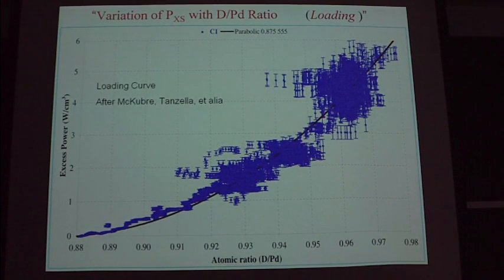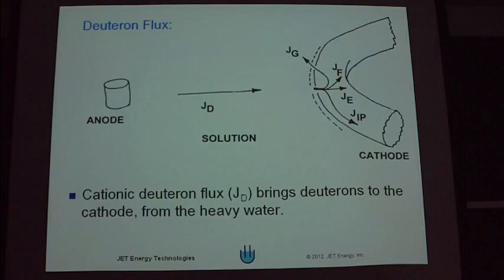The other important thing about loading is that it gives us a net. You need a certain amount of loading, as Peter showed last week, in order to get excess energy. You've got to get an atomic ratio of deuterons to palladium of at least 85, 86%. After that, you see this quadratic rise in excess energy.